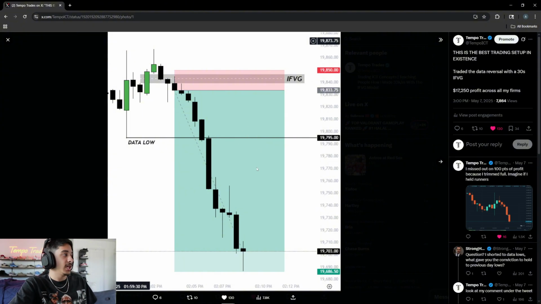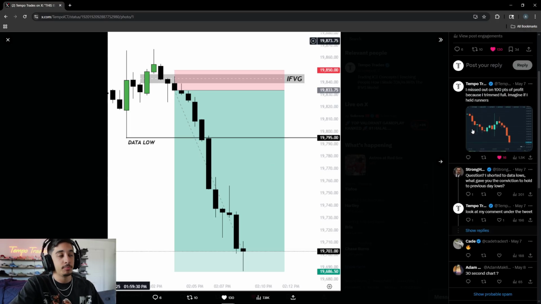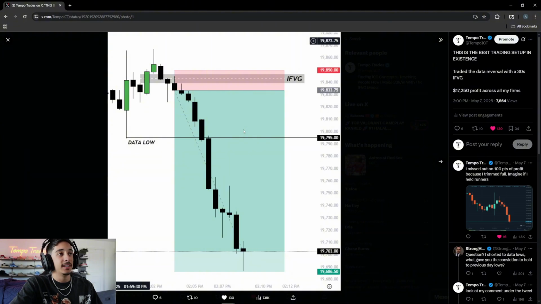But once again, still a green trade. Still super happy with how I executed and the profits I made from this trade. And, you know, data wicks, they don't happen every week sometimes, but when they do happen, you definitely got to capitalize on them.